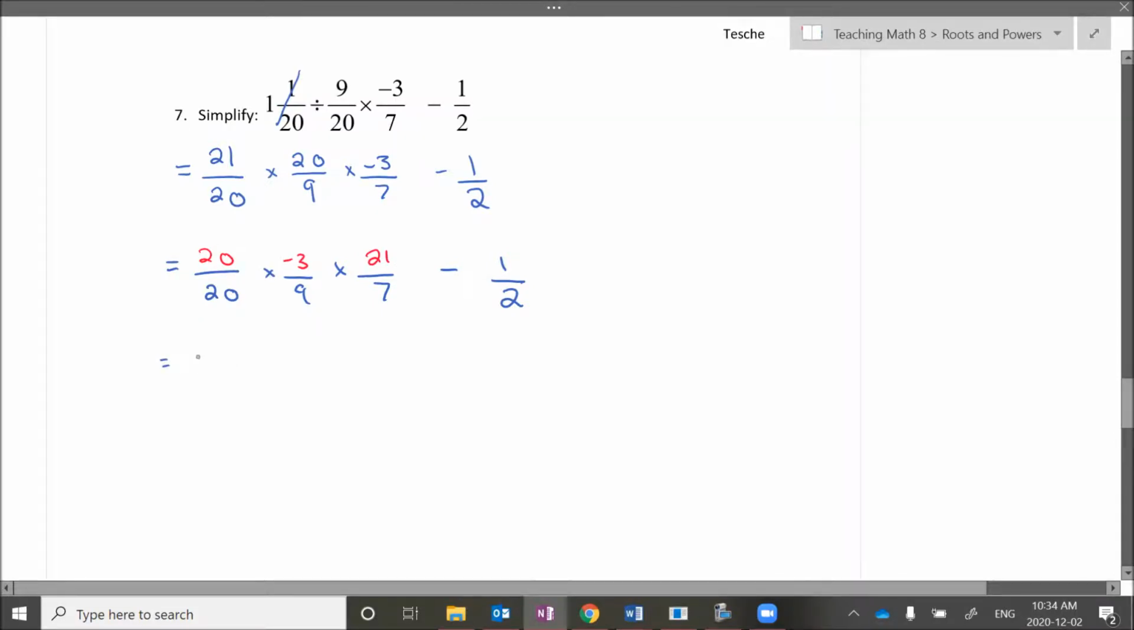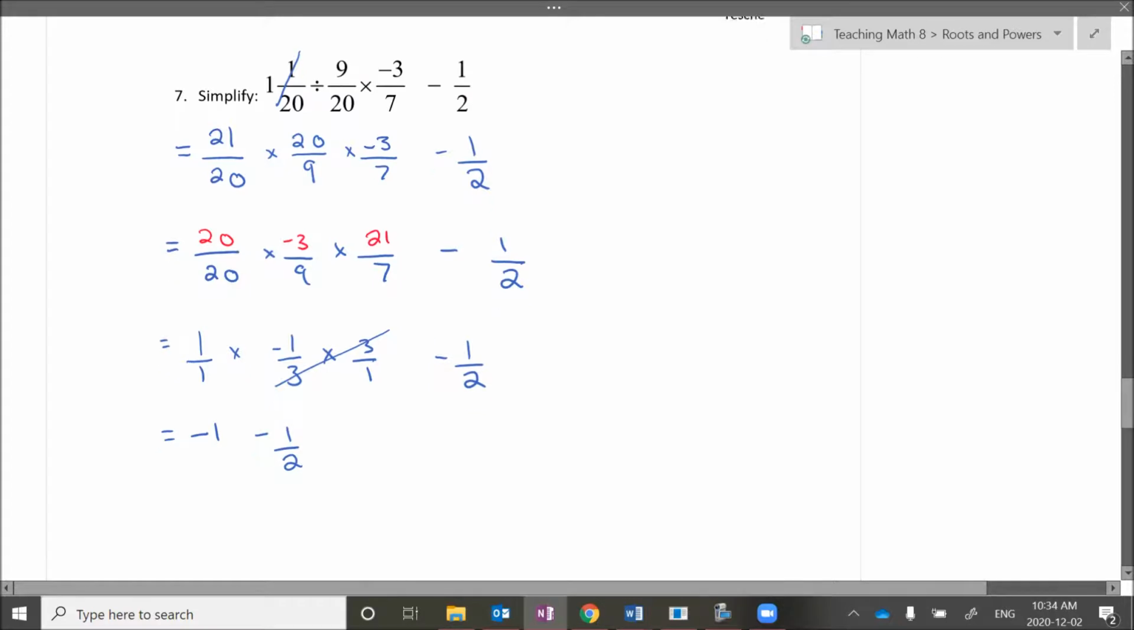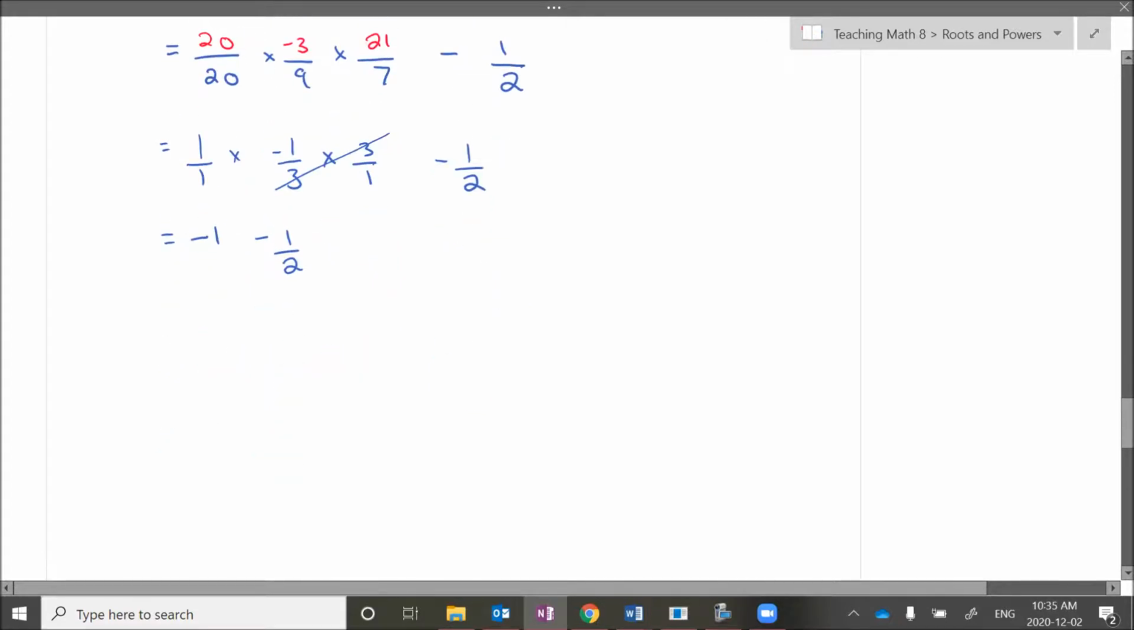20 over 20 is equal to 1. 3 over 9 reduces to -1/3. 21 over 7 reduces to 3 over 1. My 3's cancel out, leaving me with a -1. A lot of mistakes were made here. -1 minus 1/2 gives us overall -1 and 1/2. A lot of you forgot that this is a -1. A lot of you were just doing 1 minus 1/2. Big difference there.